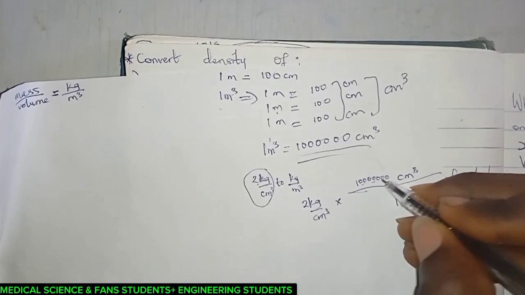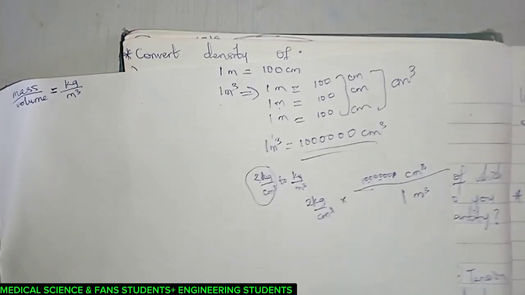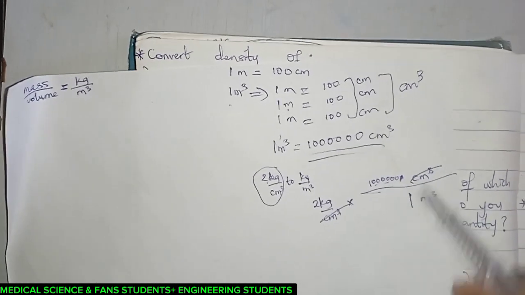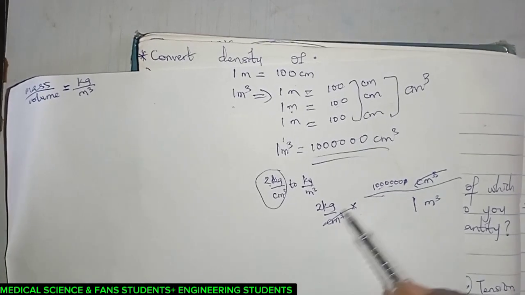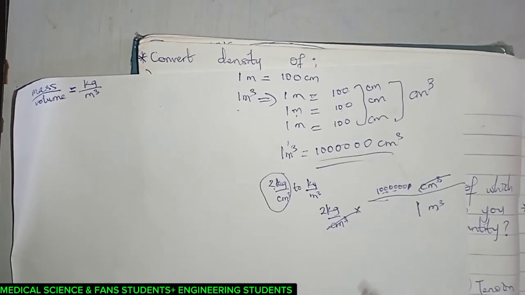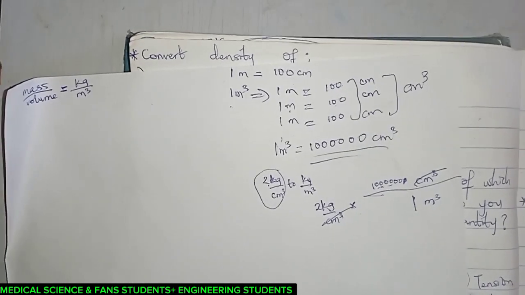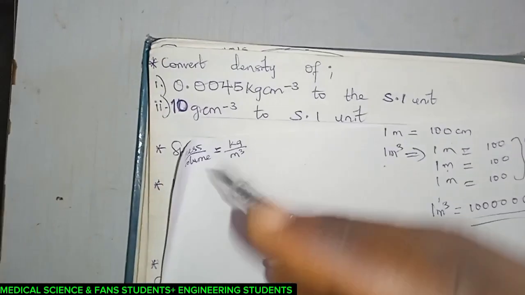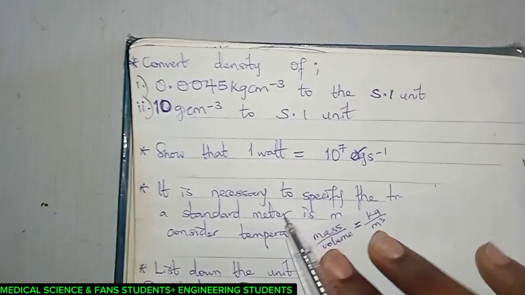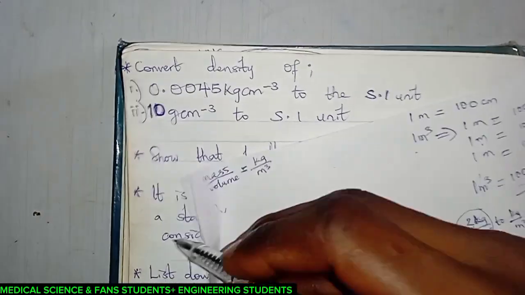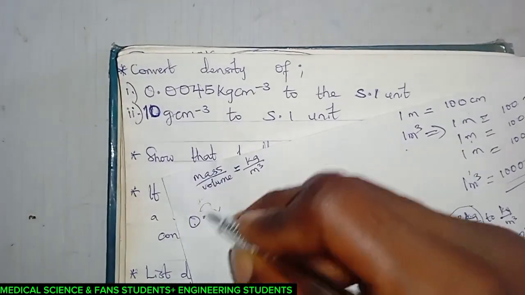So once I know this, what it simply means is that this will cancel this. You see that I'm left with 2 million kilogram per meter cube. Very simple. So the same approach is what I will use for this question. So I will say 0.